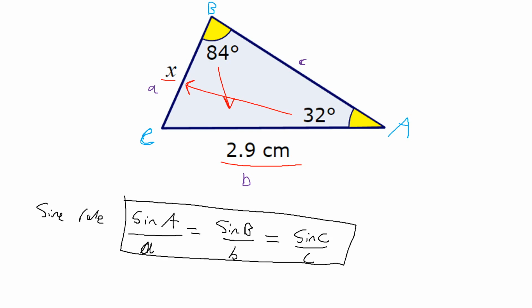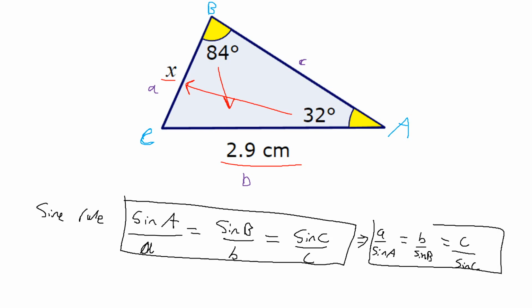And if this is true, then it means that a over sine A is equal to b over sine B, which is also equal to c over sine C. Okay? So now let's use that to our advantage. What is our a in this case? It is x. So let's write it out.